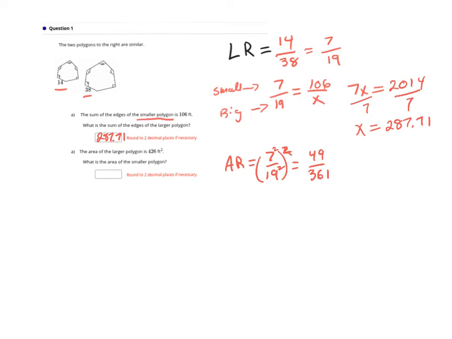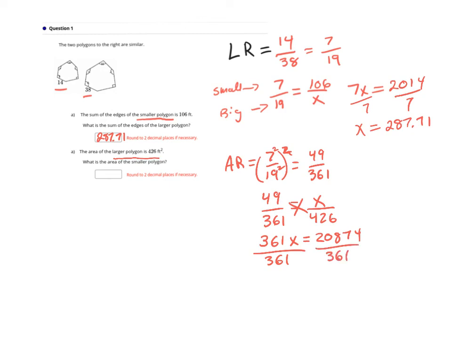Once you have the area ratio, just like we did with the linear ratio, I'm going to set up a proportion, 49 over 361. It says in the problem that the larger polygon has an area of 426. So that's what goes on bottom, and then x will go on top for the area of the smaller one. When I cross multiply, I'm going to end up with 361x is equal to, and when you do 49 times 426, you get 20,874. Divide by 361, divide by 361, and you're going to end up with 57.82 when rounded to 2 decimal places.